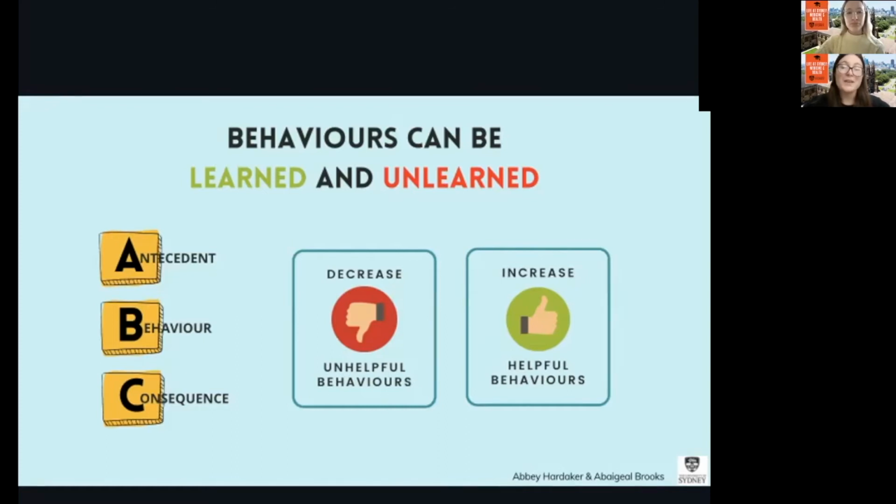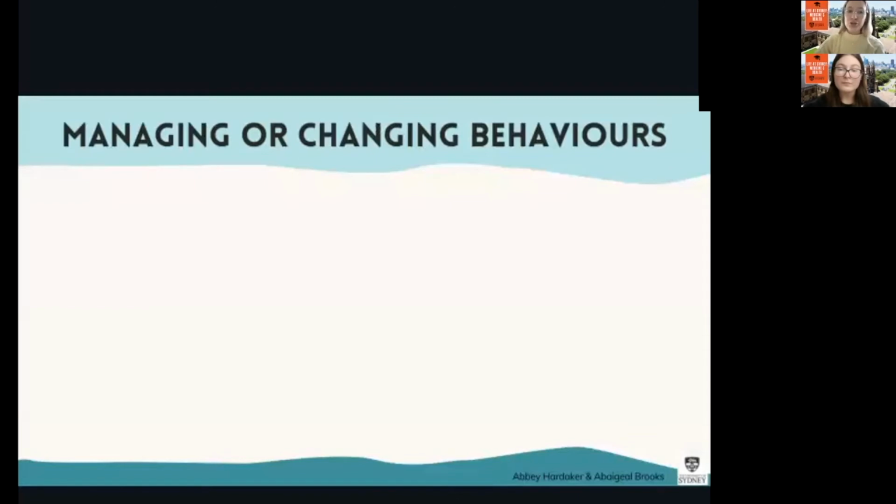But how? In the same way that behaviour can be learned, it can be unlearned. We can therefore apply the ABC model to modify student behaviour in the classroom by addressing the antecedents and consequences in the learning environment. Our aim is to alter the environment to help the student function more successfully and to practice alternative, helpful responses in replacement of the problematic, unhelpful behaviour. We can look at managing or changing a behaviour using 3 simple steps.